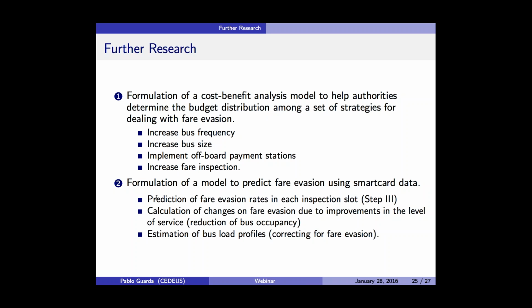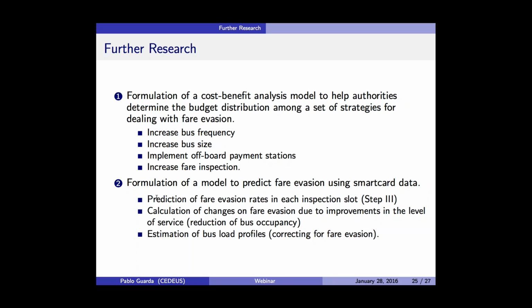In addition, we will calculate the changes of fare evasion due to improvement in the level of service. For example, what is the reduction of fare evasion if we decrease the level of occupancy of buses in Santiago? We are going to use this model using the smart card data as input, and calculate changes in fare evasion in each observation, and then we can calculate at an aggregated level in the city what would be the change in fare evasion. That would be pretty interesting, and we are working on that.